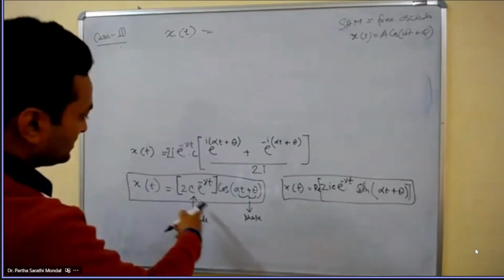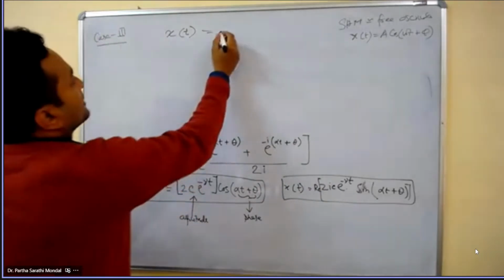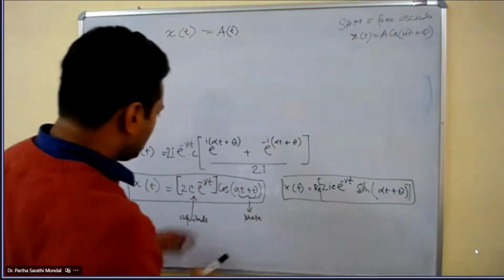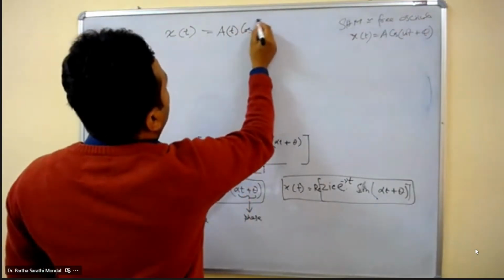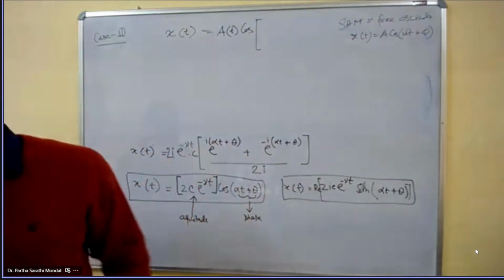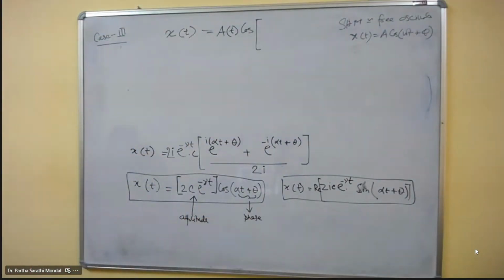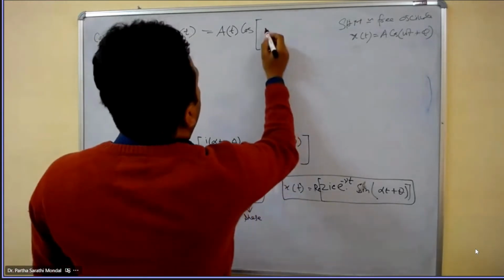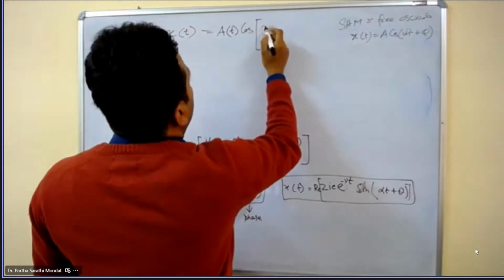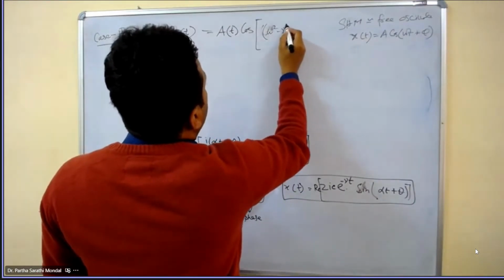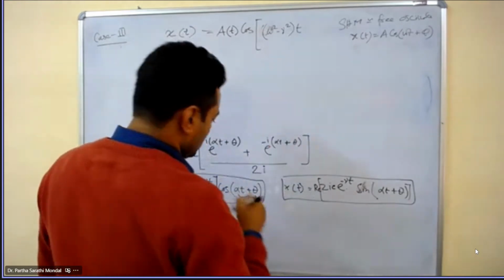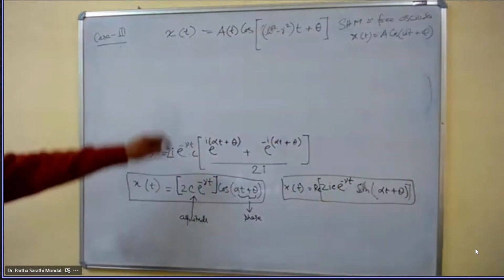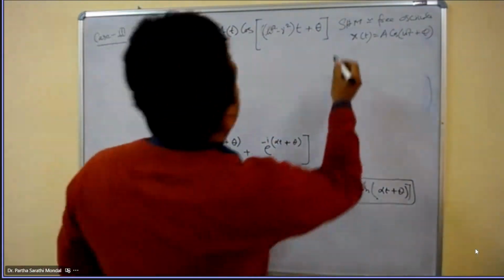Let's say this is something A. Now it is not a constant, it's a function of time. So cos, what is α? What did we take α to be? Frequency: square root of ω² minus γ². So cos, we have taken cos, of (ω² minus γ²) t plus θ. That's all.